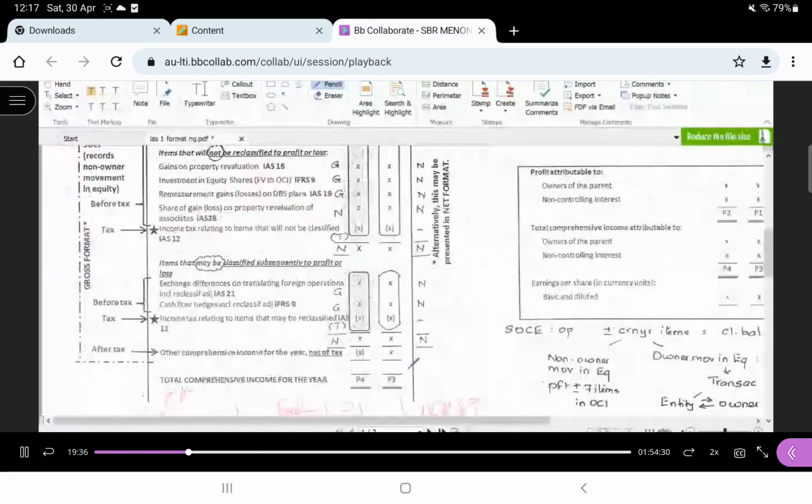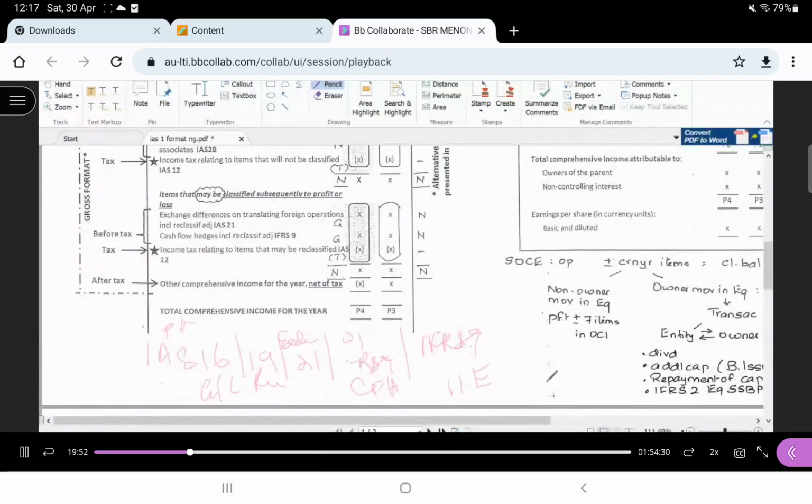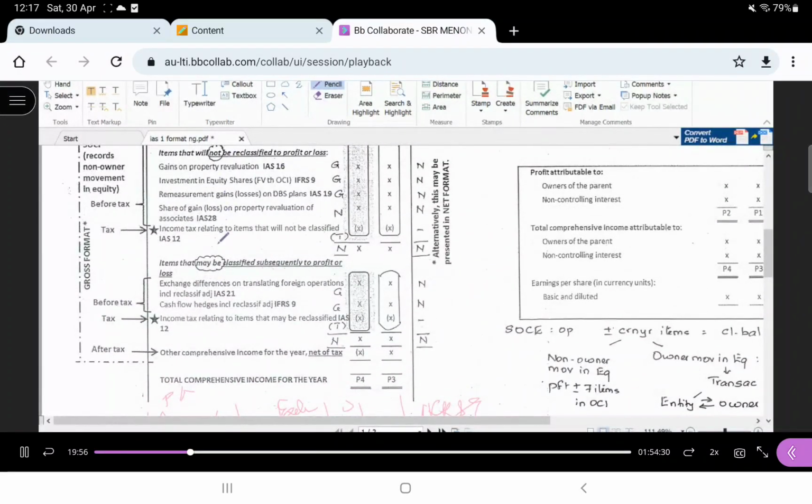So you come to this. Can you look under OCI? There are 2 subcategories. I did not do this last week, so I'm continuing now. Under OCI, of course, we know there are 7 items. I told you that last week, but we mentioned 5. But Menon, there are 2 subheadings here.